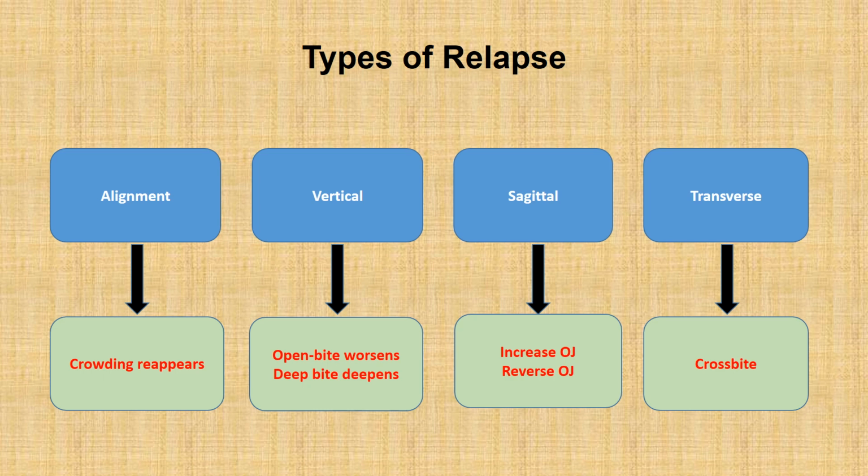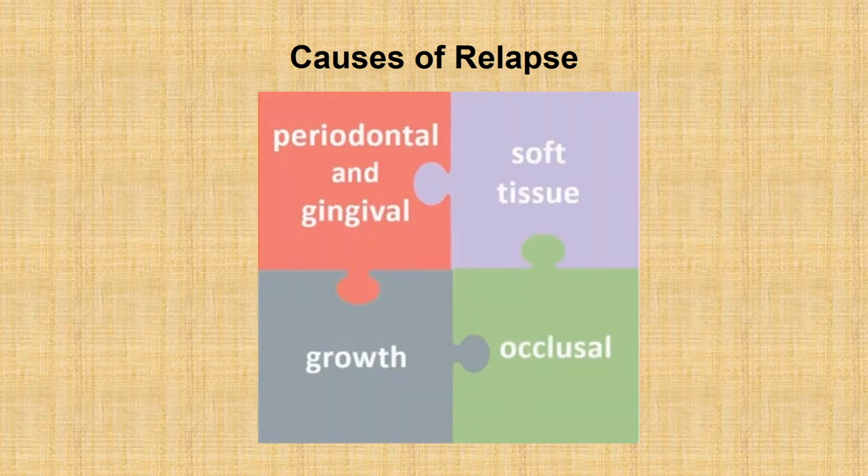Okay. Now, the third type of relapse is the sagittal or the anterior posterior relapse, whereby it leads to an increase in overjet or increase in reverse overjet. The fourth type of relapse is in the transverse direction, whereby we see the reappearance of a cross bite.